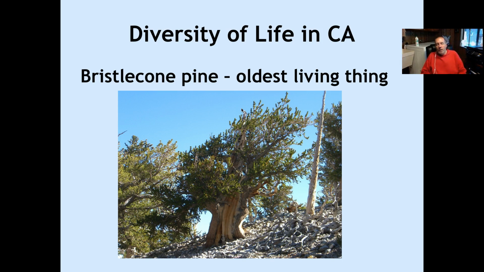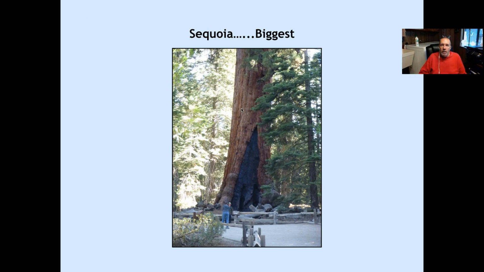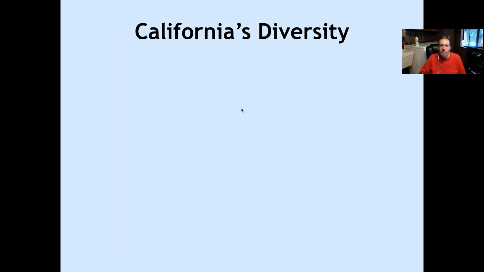Our bristlecone pines going on the other side of the Sierra Nevada by Bishop and Lone Pine. You get up in the mountains there, and we have the oldest living thing in California. Some of these bristlecones are in excess of 4,000 years old. We have the tallest plant on the planet, the coast redwood. We have the most massive plant, living thing on the planet, the giant sequoia that are up in the Sierra Nevada mountains. So not only the tallest, but also the most massive. We have the biggest animal as well, the blue whale. Now, they migrate up and down our coast, but they very much do depend on California for part of their niche.